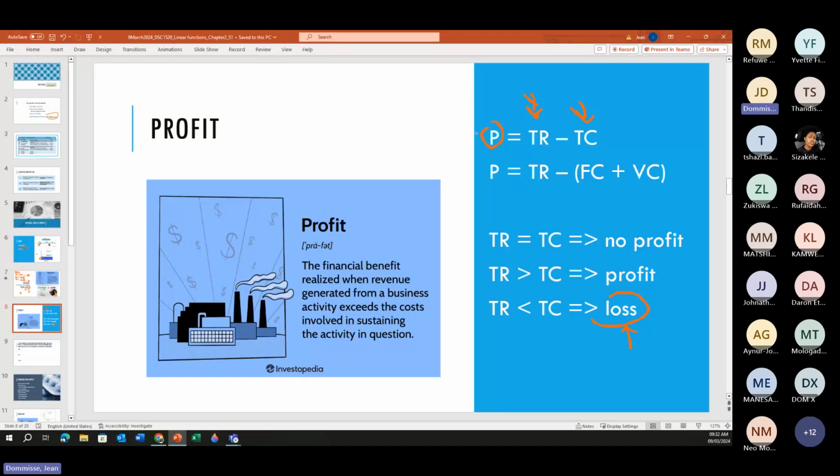But as a company, if your revenue is bigger than your cost, you will make a profit. If your revenue is smaller than your cost, you will make a loss. And if your revenue is exactly the same as your cost, you will make no profit, but also no loss. So again, the important thing is to understand the difference between total revenue, total cost, and profit.